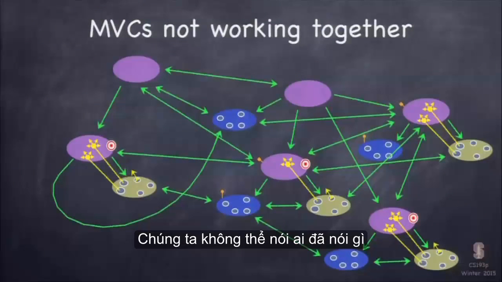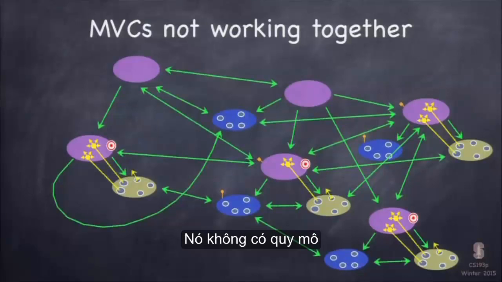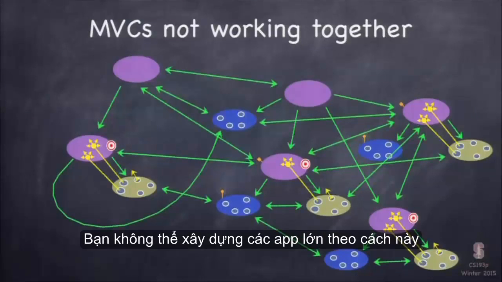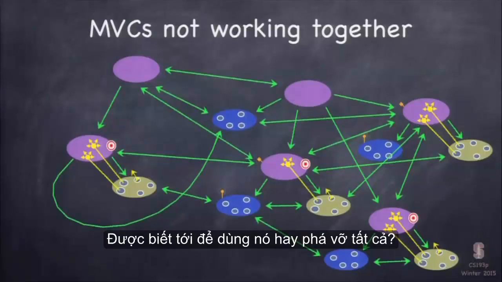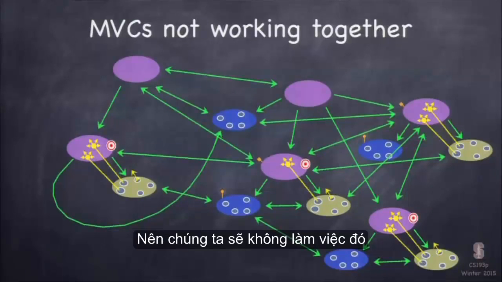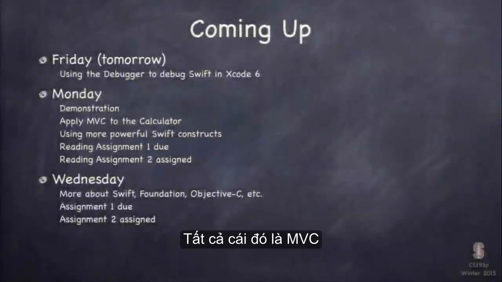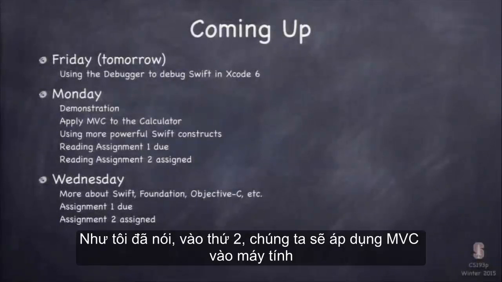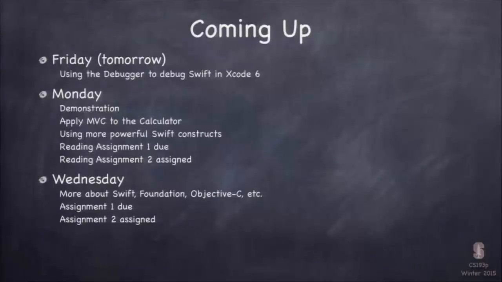So we definitely don't want to be having designs that look like this, okay? Where everybody's talking to everybody, we can't tell who's talking to what. It's just impossible to debug a program like this, and it doesn't scale. You can't build really big programs this way. It just becomes impossible to know how touching anything would break everything, right? So we're definitely not going to be doing that. All right, so that's MVC, and like I said, on Monday we'll apply MVC to our calculator.